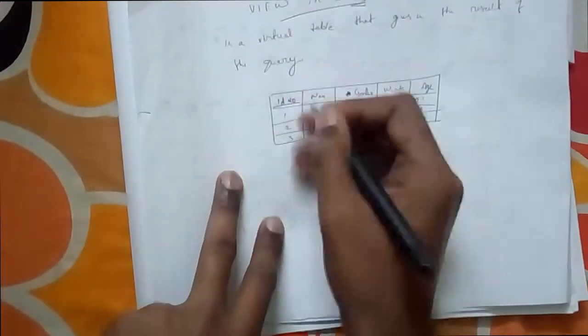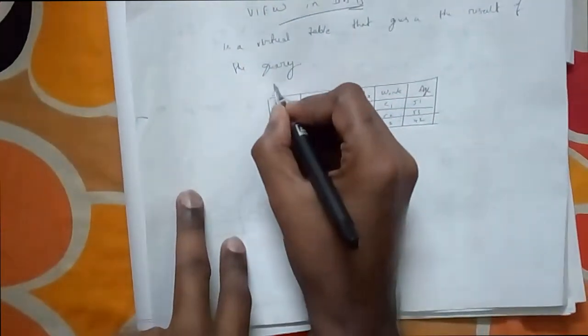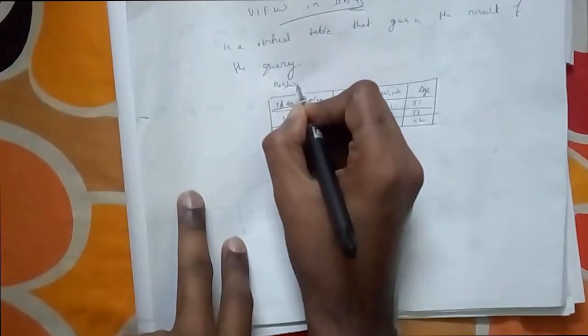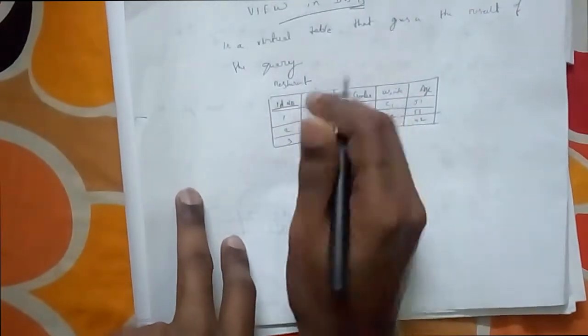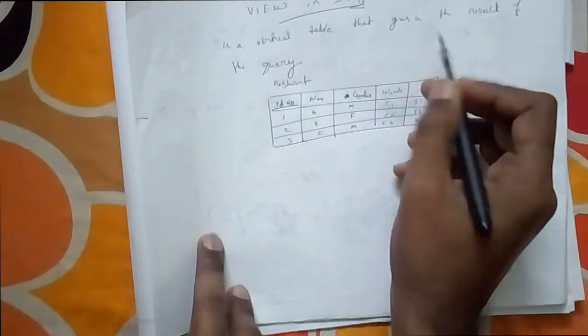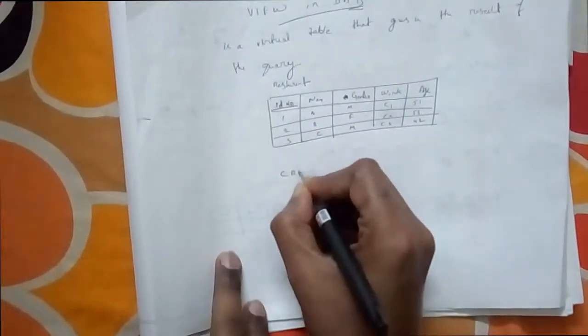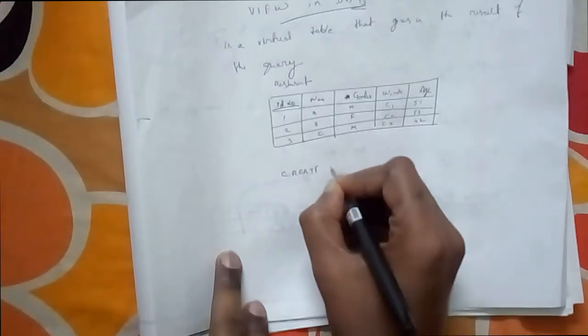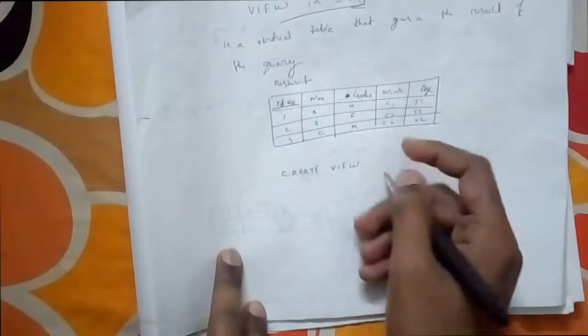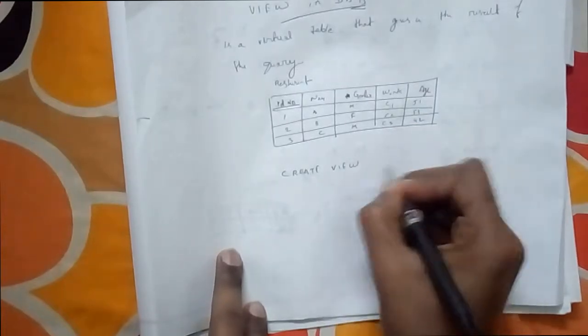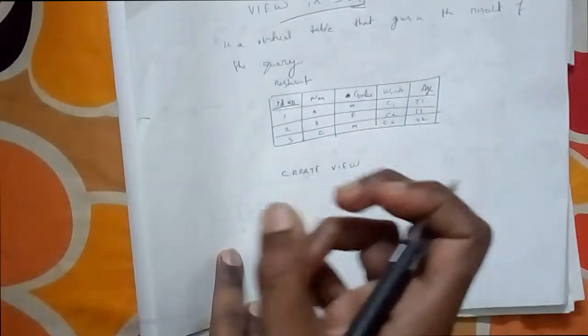Suppose this is a restaurant. This is a restaurant table. So we create a SQL statement to get the view, right? So we give a query to get the view. So what is the SQL statement? Create view, for creating the view. It is very easy to memorize. Create view, and here give the view name.